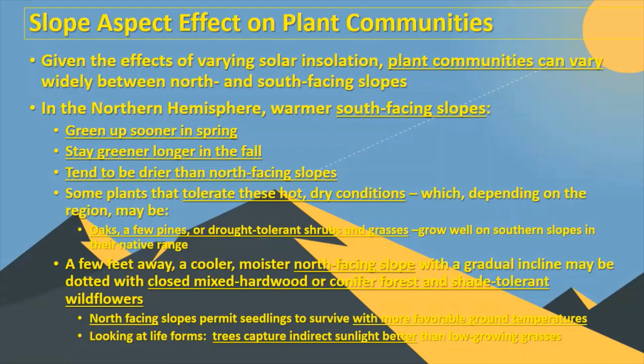A few feet away, a cooler, moist north-facing slope with a gradual incline may be dotted with close mixed hardwood or conifer forests and shade-tolerant wildflowers. North-facing slopes, this is important, permit seedlings to survive with more favorable ground temperatures. And looking at life forms of the plants, trees capture indirect sunlight a lot better than, say, the life form of just grass on the ground.